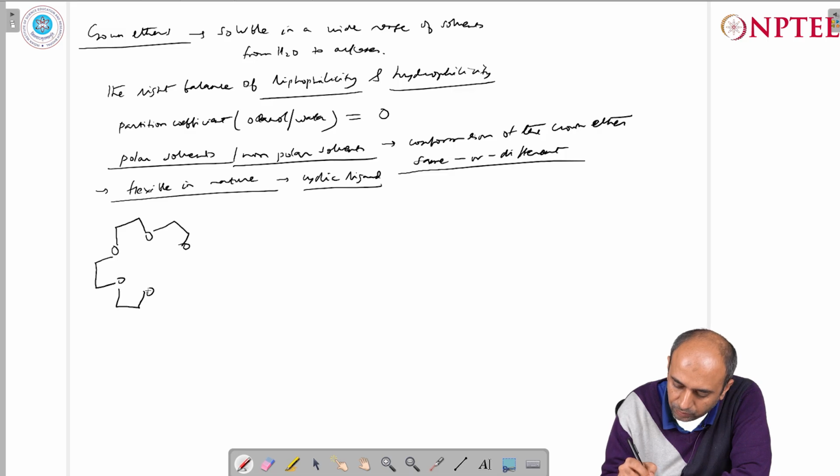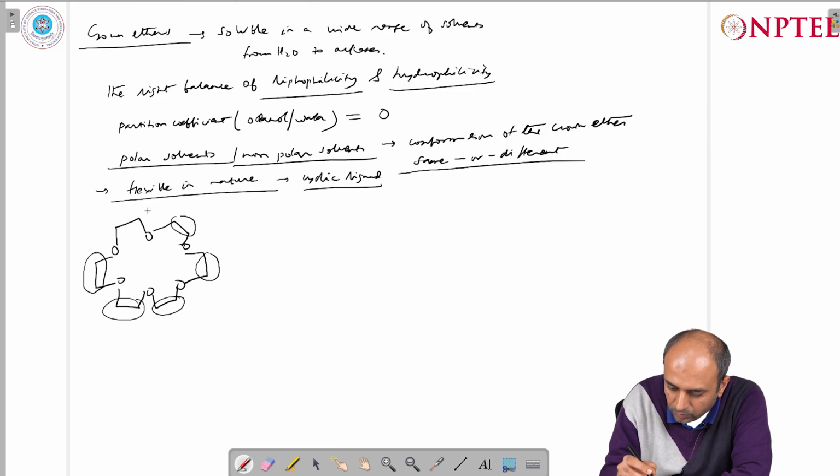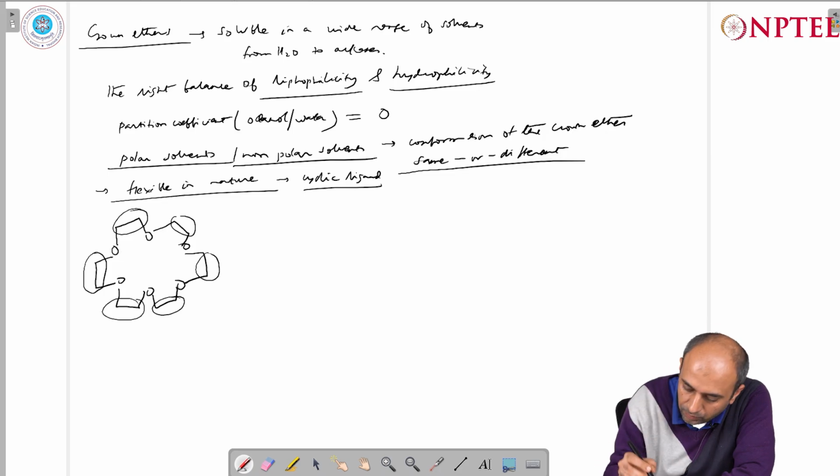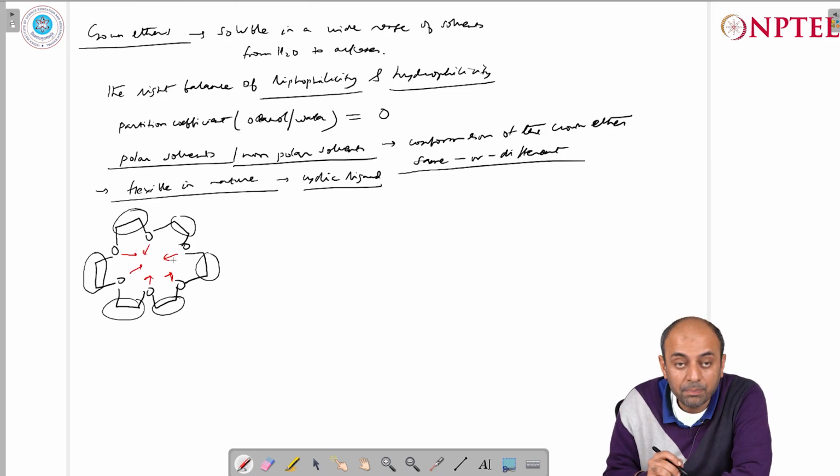So this is my 18-crown-6, the ether. So 1, 2, 3, 4, 5, 6, and we have got the 12 carbon atoms, so total 18. And you can see here that in this case it is the non-polar part which is exposed, and the polar part is in the interior.